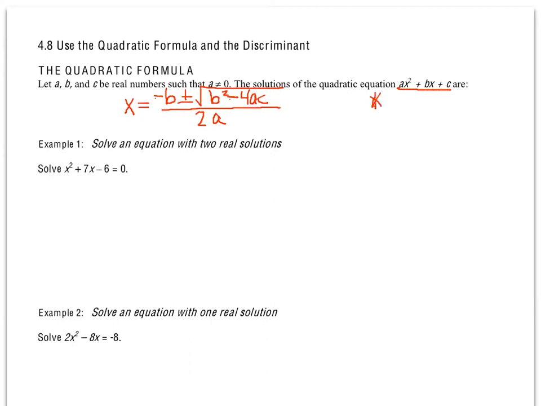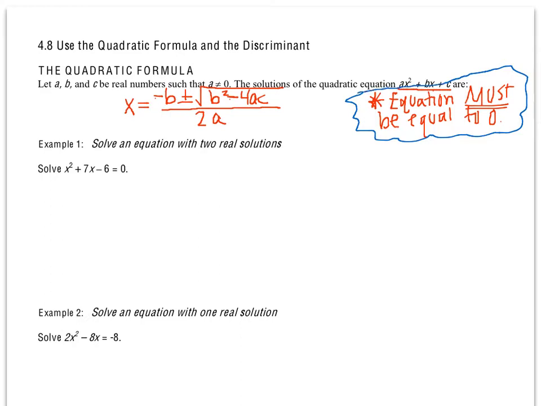So here's our quadratic formula. And you have to remember, it's when we have a quadratic, that's what must be given. And big thing here, your equation must be equal to 0. Okay, your equation absolutely must be equal to 0. I'm going to put a box around that so you remember, but you must have your equation equal to 0.